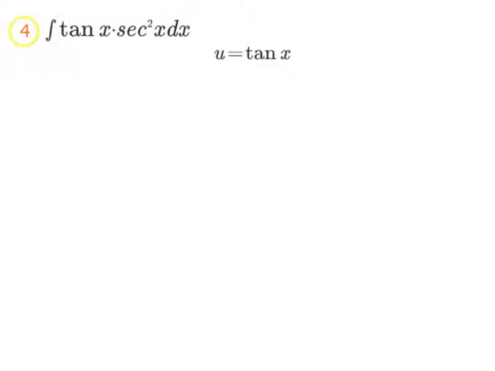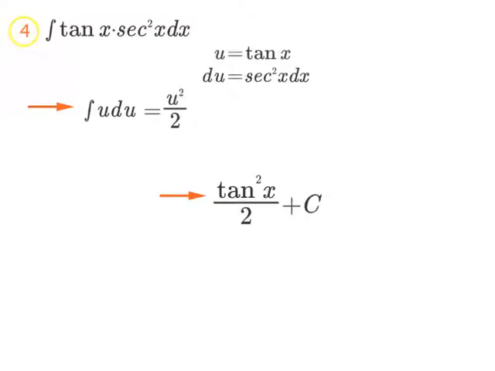So hopefully you picked that u was tangent x, which is going to make du secant squared x dx, okay, and then I have a very lovely little integral. Since tangent is just u, I just have the integral of u, and then the integral secant squared x dx gives me my du, all right, and my antiderivative gives me u squared over 2, and if I plug back in, I get tangent squared x over 2 plus c.